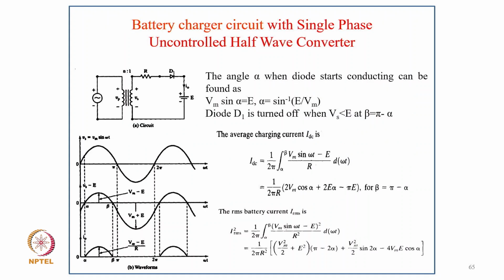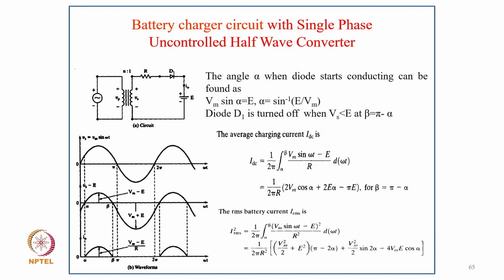So now coming to the battery charger with the single phase uncontrolled half wave converter. Normally we reduce the voltage and then use a simple half wave diode for charging the battery. That is very common, and you can clearly see the waveform. It conducts only for a very short period in the positive half cycle from alpha to beta, where alpha and beta are decided by the value of the battery voltage. The angle alpha at which the diode starts conducting is given by Vm sin alpha equal to E, or alpha equal to sin inverse of E upon Vm, and diode D1 turns off when Vs is less than E at beta equal to pi minus alpha.